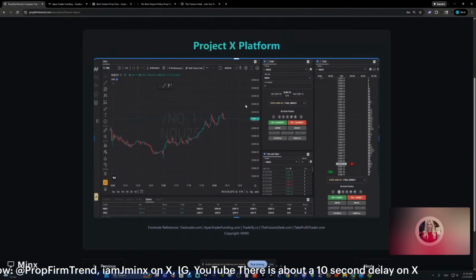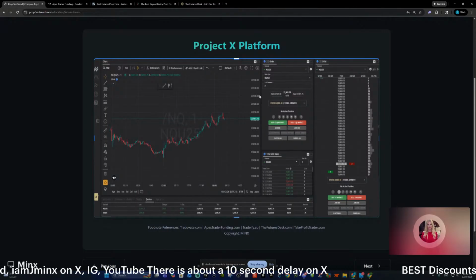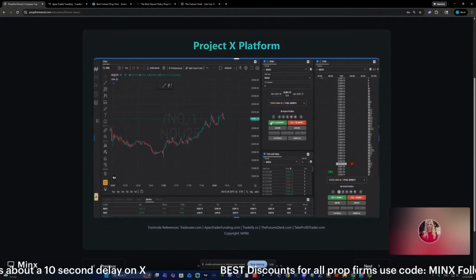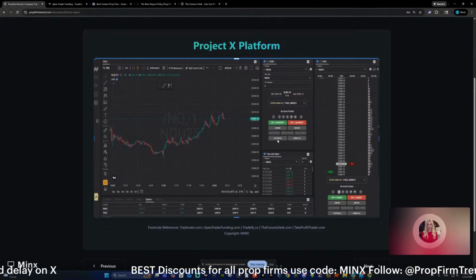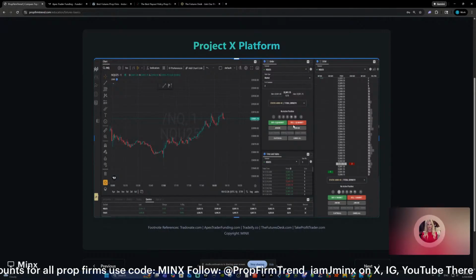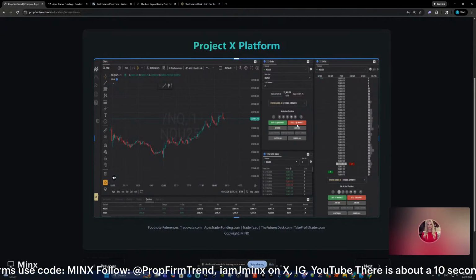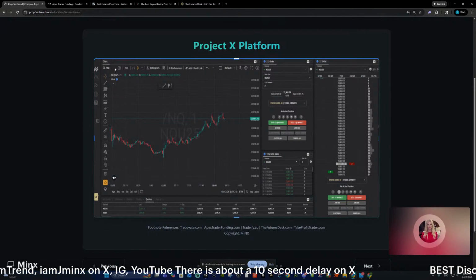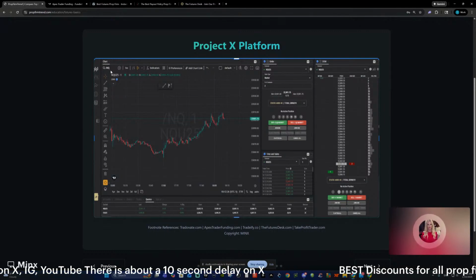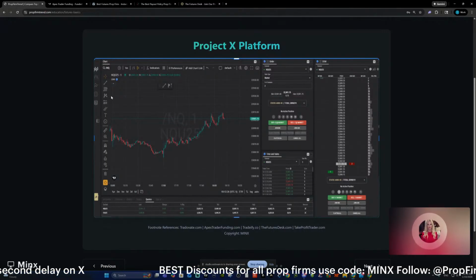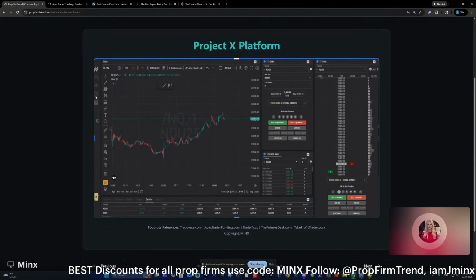If you think we're going to go up, you would just buy market or join bid. To close out your position, you can either flatten all, or if you're scaling out, you would just sell, whether it's market or join ask. Up here, you would change how many contracts, if you're trading NQ or MNQ or ES. It's pretty simple. On the left side, there's a little button.